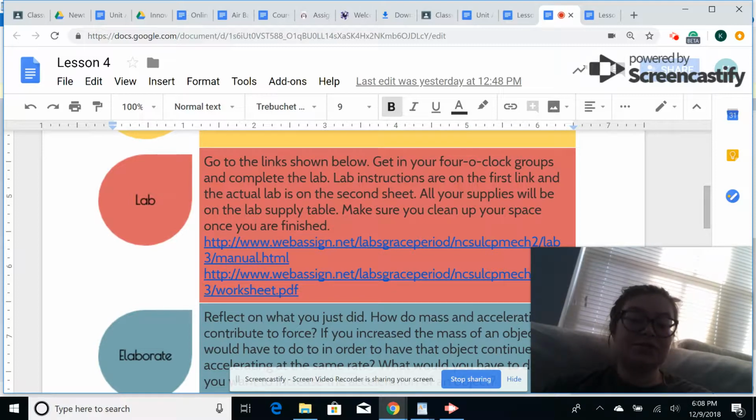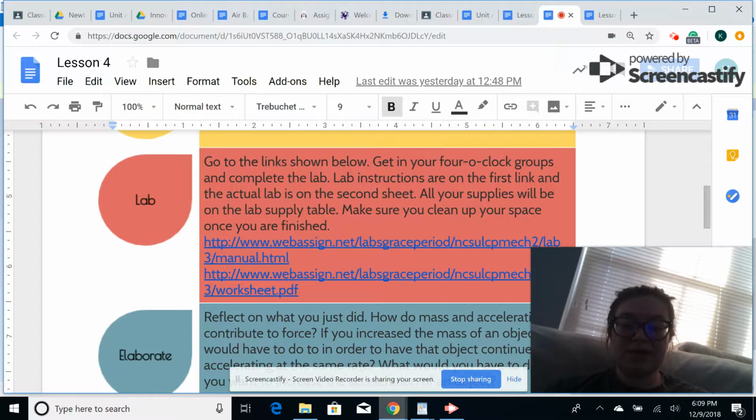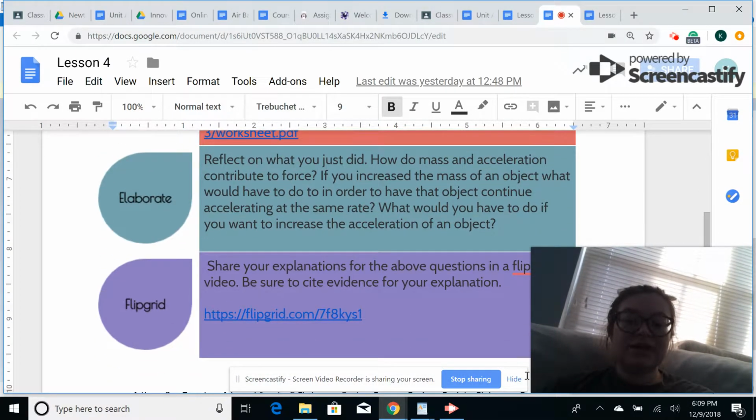And so then they're doing a lab, and this lab deals with carts. It kind of simulates a zero friction cart. And so they are using these and performing the lab. They've got their lab instructions and the lab worksheet. And so then they're supposed to reflect on what they did.